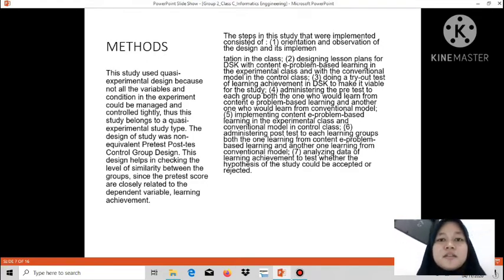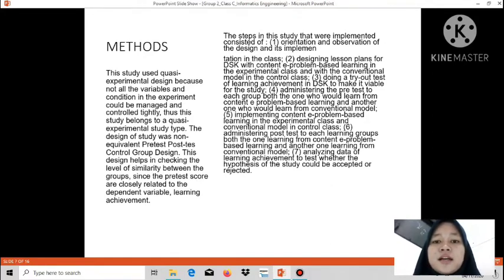The steps in this study that were implemented consisted of: number 1, orientation and observation of the design and implementation detailed in the class. Number 2, designing lesson plans for the SK, contextual problem-based learning in the experimental class and the conventional model in the control class.